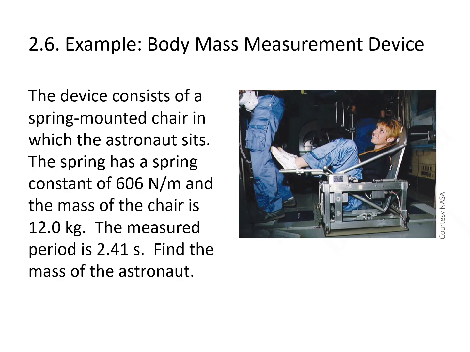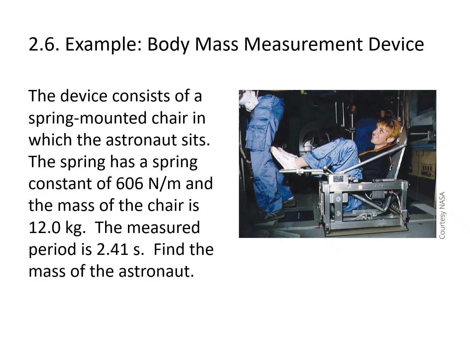This example shows a practical use of simple harmonic motion. In space, ordinary bathroom scales do not work the same way because they rely on weight. But an astronaut still has mass, and mass affects the period of an oscillating spring system. The device consists of a spring mounted chair. The astronaut sits in the chair, the system is set into vibration, and the period is measured.